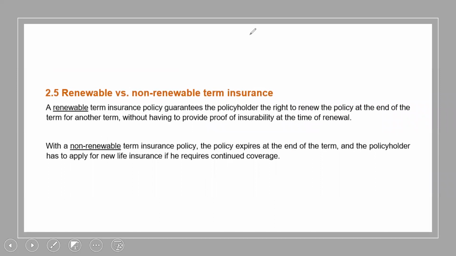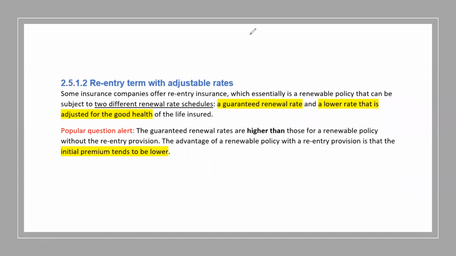Almost all term policies are renewable. That means at the end of a 10, 20, or 30-year term, the policy is renewed for another term with a higher premium. The reentry provision is a very popular exam question, so you have to pay attention.